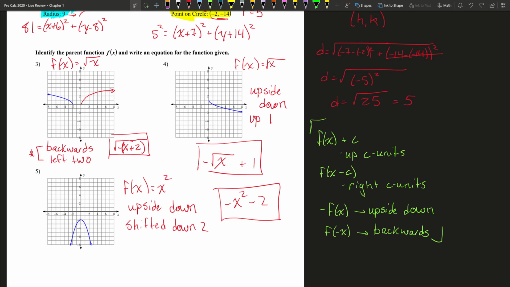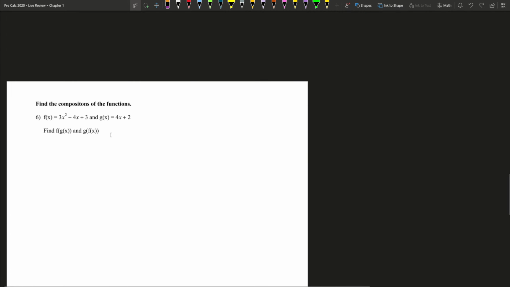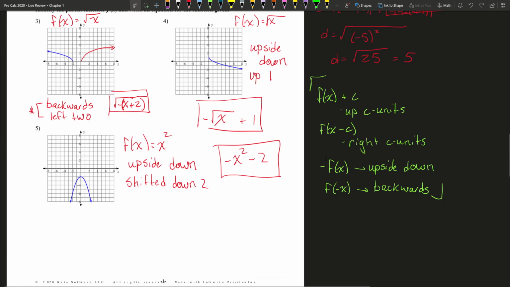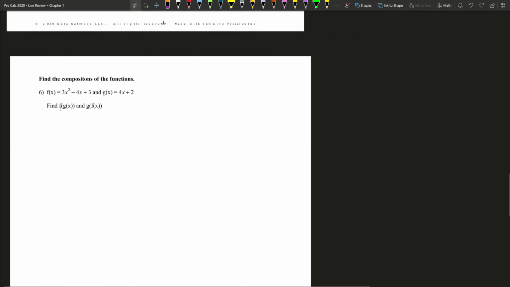Okay, moving on just a little bit to the last problem. We have a function composition problem. Really what we did up here is function composition, but I'm going to make you do it explicitly on the last question. We're given f of x equals 3x squared minus 4x plus 3, and g of x equals 4x plus 2. For this problem, I want you to find f of g of x and g of f of x.